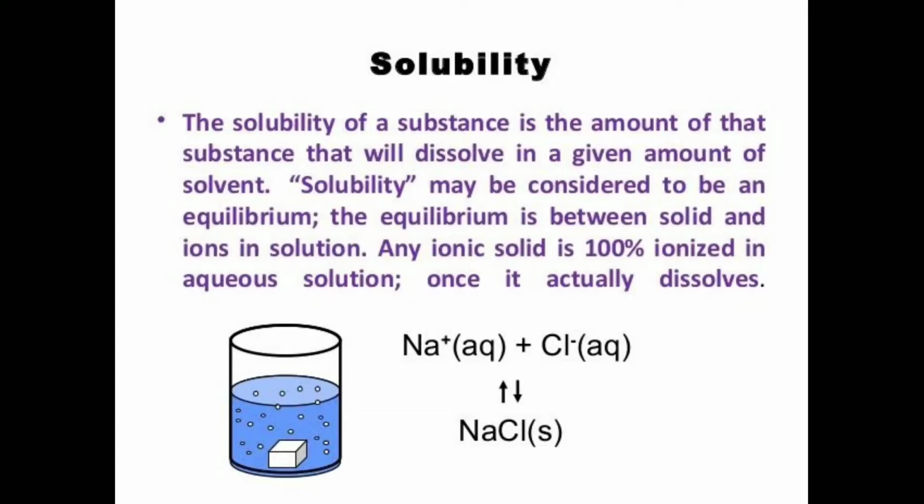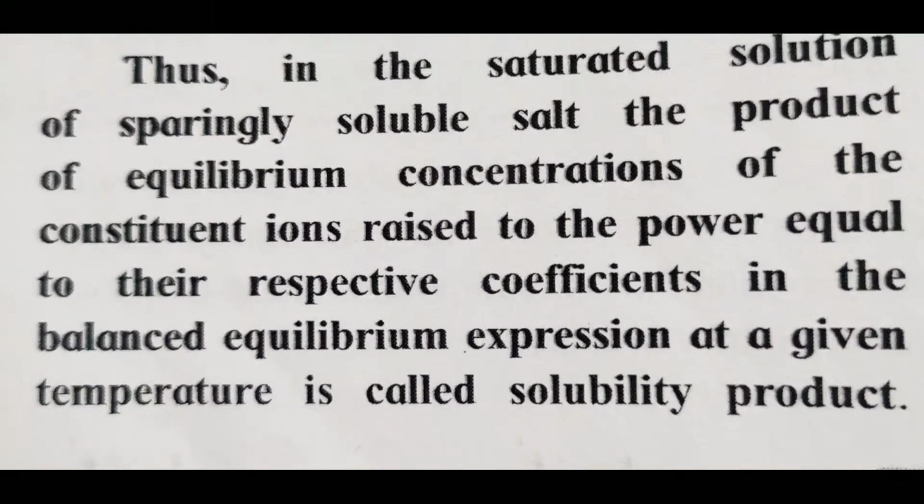Any ionic solid is 100% ionized in aqueous solution. For example, we take a NaCl salt and dissolve in water. It dissociates or ionizes completely and gives Na+ and Cl- ions. Thus we define the solubility product.